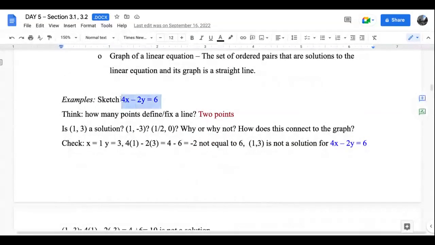Let's see how we graph this one, 4x minus 2y equals 6. We said we need 2 points to graph, right? And we can use 2 special points, the x-intercept and the y-intercept. But normally we want to have a third point as a checkpoint, right? If all those 3 points lie on the same line, we know we did it right. But if not, we know somewhere we made a mistake. So usually we graph with 3 points, the third one as a checkpoint.